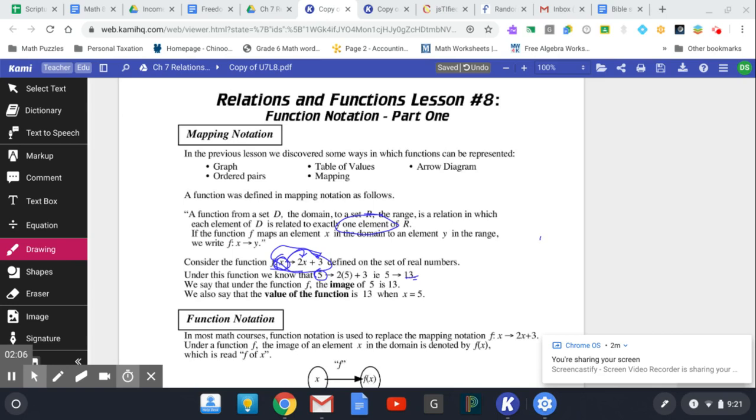It's kind of like just making a table of values and saying, when I put a 5 here, I'm going to get a 13. It's just different notation with different language. We also say that the value of the function is 13 when x equals 5. That's from this last sentence. And again, that's what you're used to seeing. You're used to seeing your table of values and making it work. Now we just use different words to describe what we call a function.